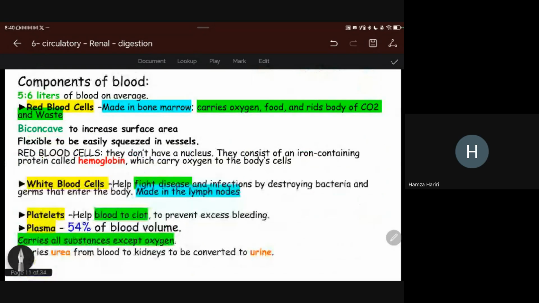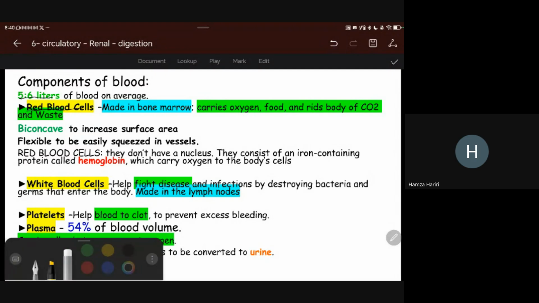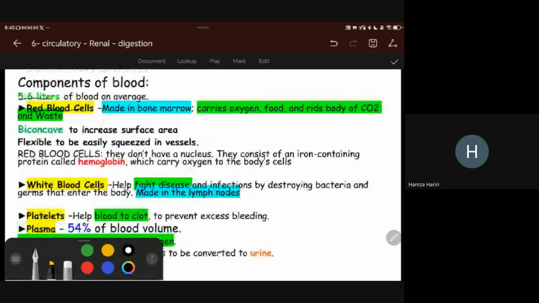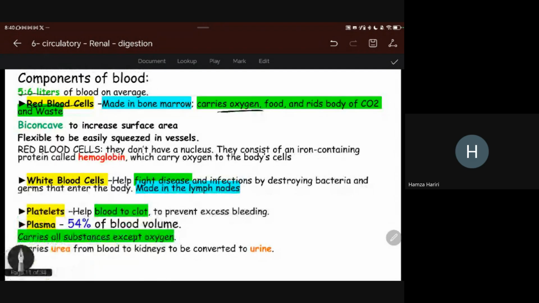We're going to talk about blood. Okay, we have 5 to 6 liters of blood inside of us. And we have different types of cells within the blood. First off, we have the red blood cells, which are made in the bone marrow. What's the function of these red blood cells? Their function is to carry oxygen or nutrients to the cells.